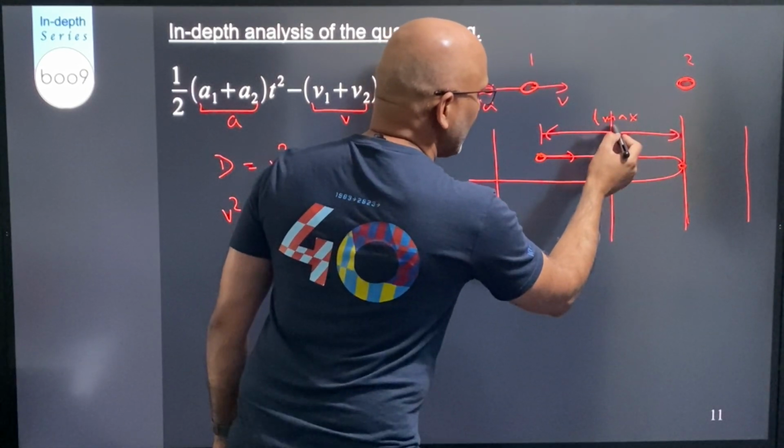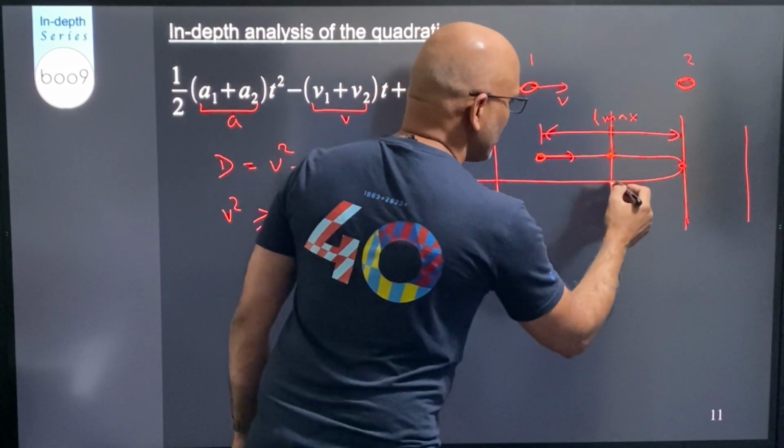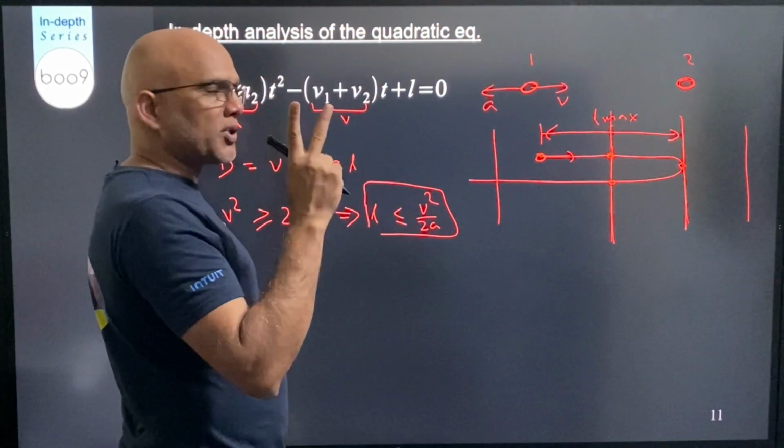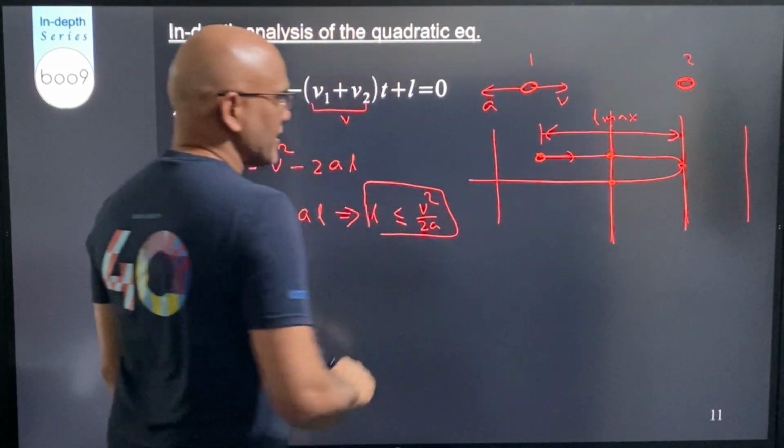At any other L, right, it is going to meet, there are going to be two solutions for time, right? So here, now what about this case?